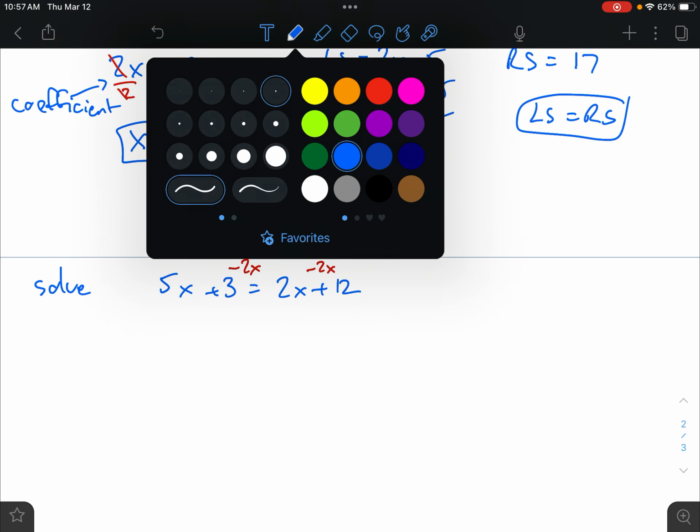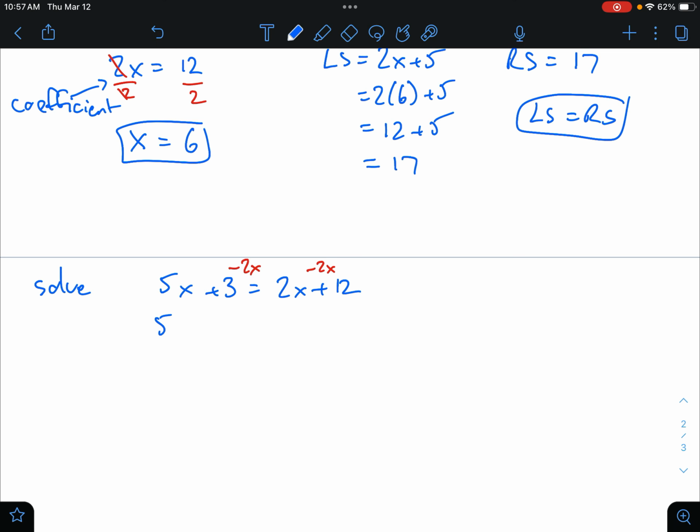What ends up happening is the left side becomes 5x plus 3 minus 2x. And the right side, when we have 2x minus 2x, that's 0. The right side just becomes 12. Okay, so we're getting closer. We brought the x to the left side. Now this 3, I got to bring that to the right side and combine it with the 12.